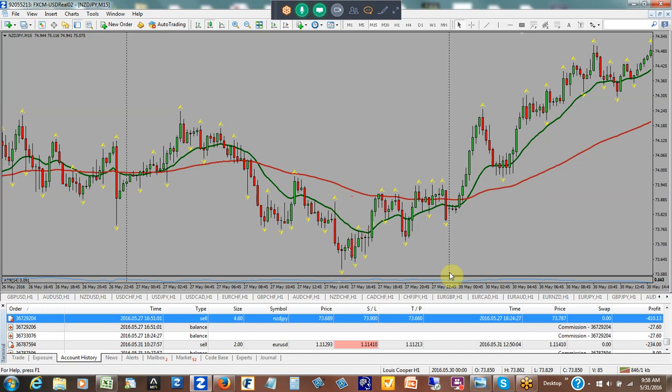Well, I was doing it according to the fractal, but I guess I could have gone smaller. Let me see in terms of how many pips. So it's 20 pips. I was doing it based on the fractal. Gotcha. And what was your take profit?